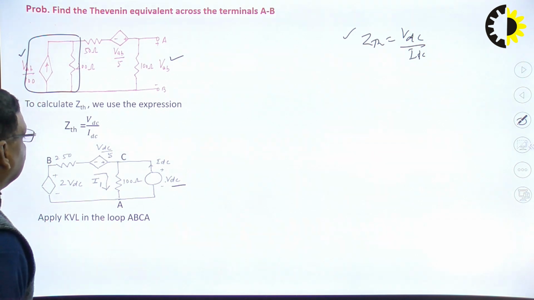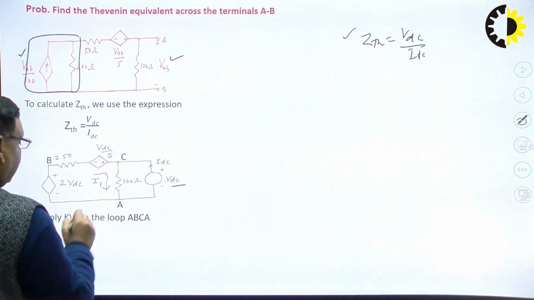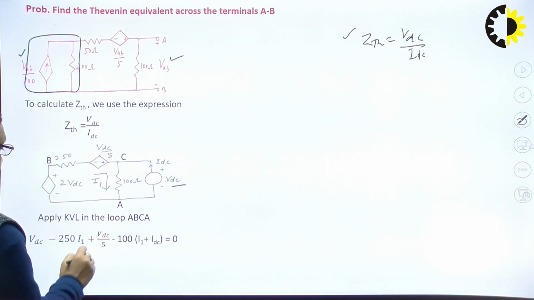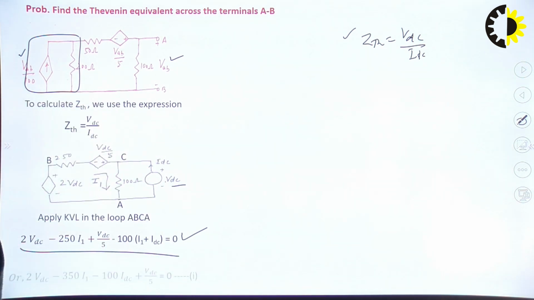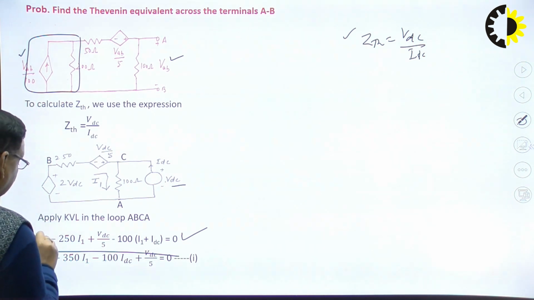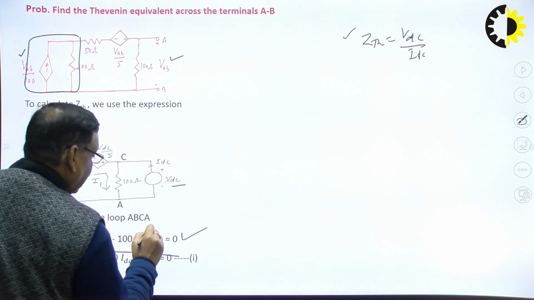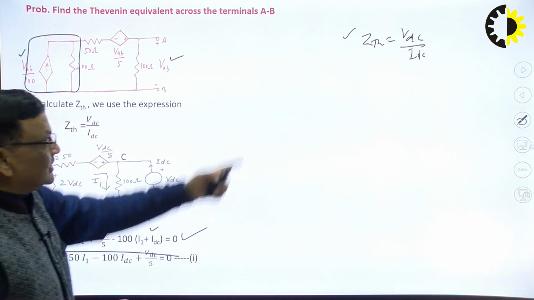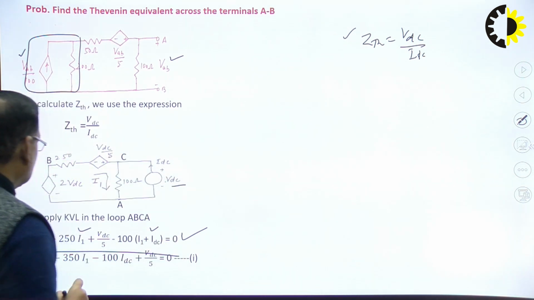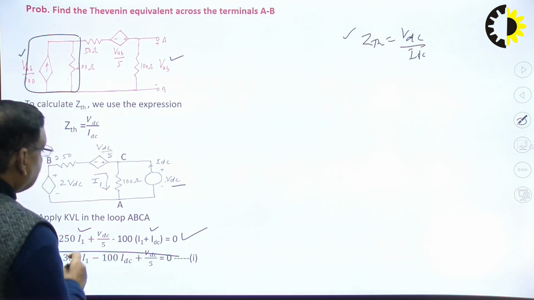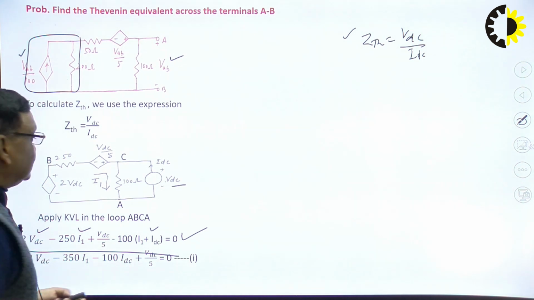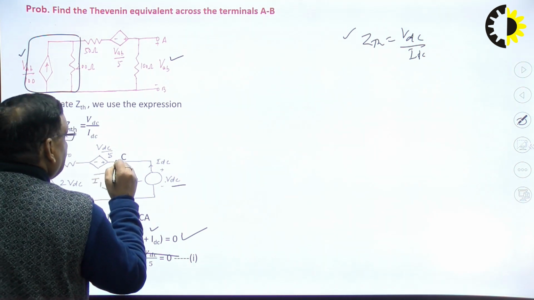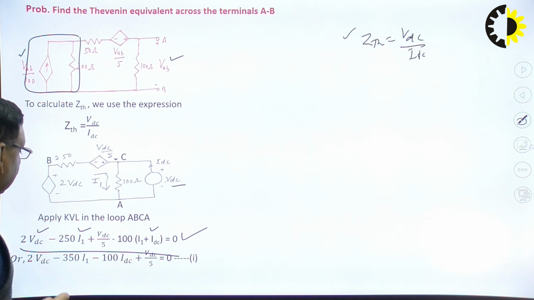So, apply KVL in this loop A, B, C, A. We can write this expression, you can check it. And here we can see VDC, I1 and IDC, and we are interested to get the ratio of VDC upon IDC. So, what we will do? We just try to find another equation relating IDC and I1. So, if we apply Kirchhoff's current law at this node C, we can find the I1.